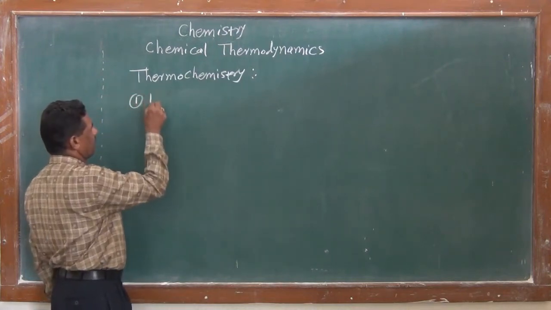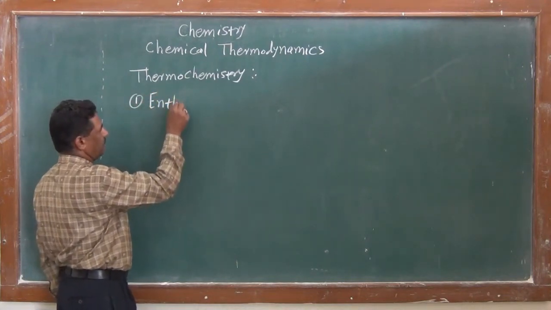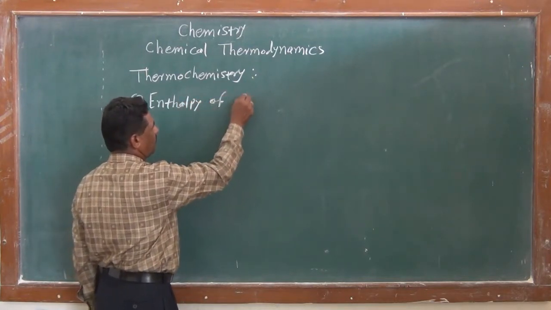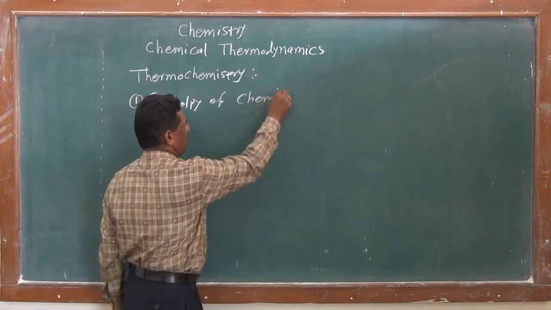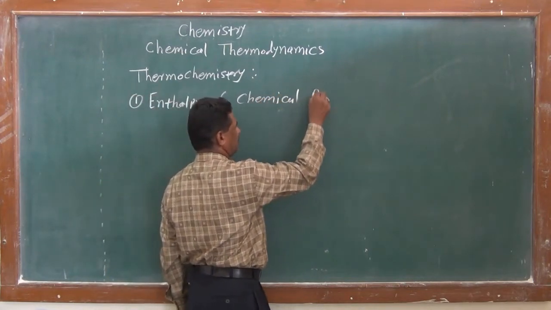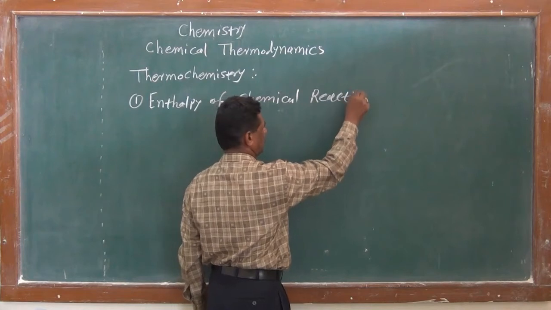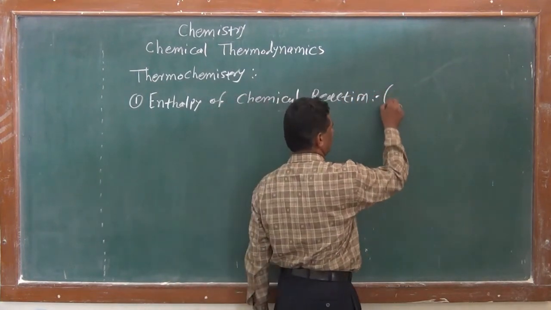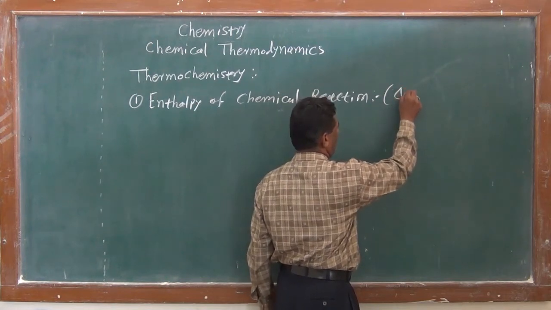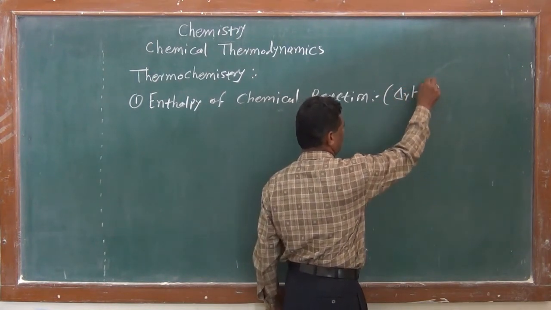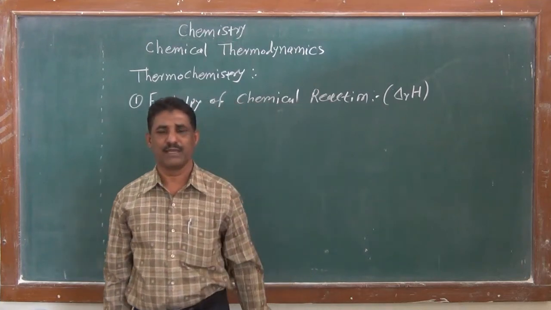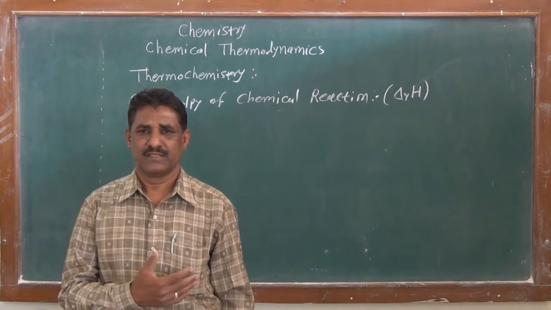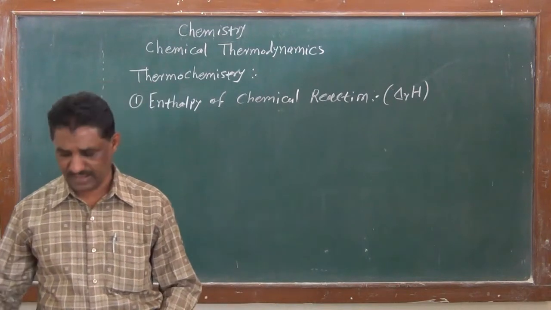First, enthalpy of chemical reaction. The enthalpy of a chemical reaction is denoted by the symbol delta RH.